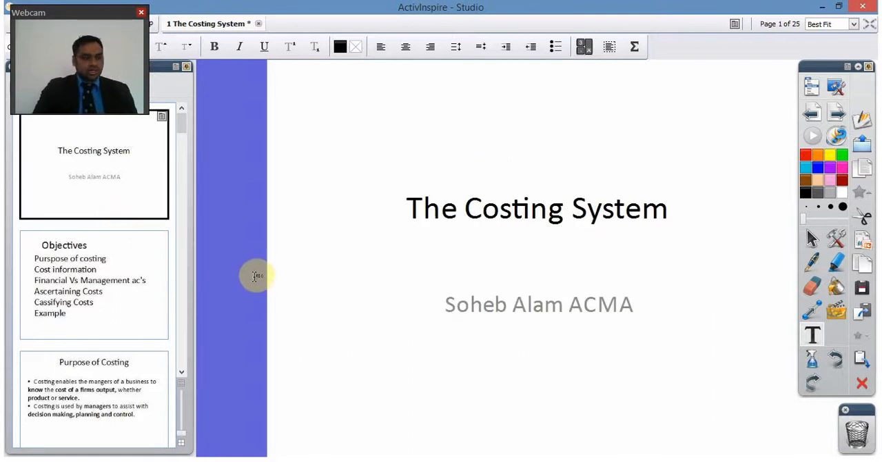We're looking at Introduction to Costing. We're following Osborne Books. Today we're looking at the costing system, the overall costing system. So let's get started. These are objectives for today.